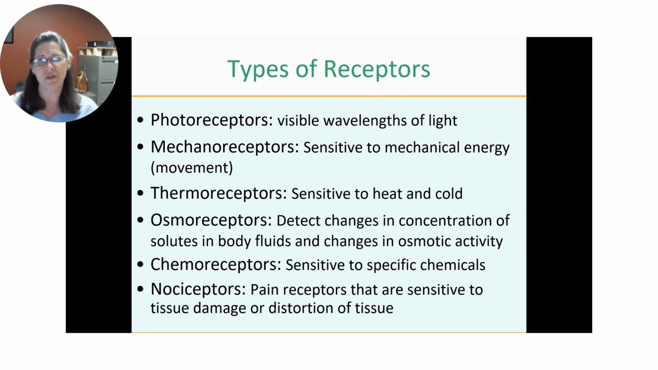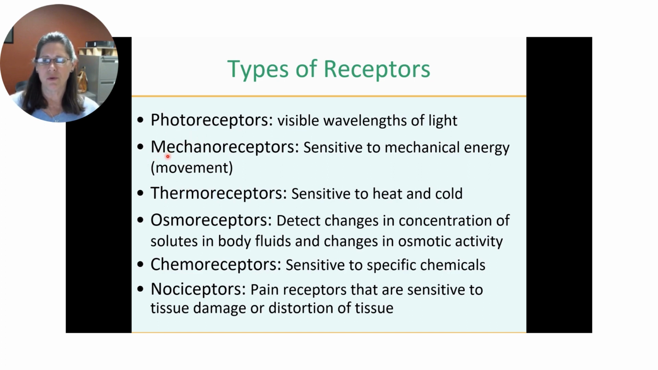So again, receptors are specific. They have a specific modality or a specific type of stimulus that they respond to. They don't respond to other stimuli. So for example, we've got photoreceptors. These are stimulated by visible wavelengths of light, at least in our eyes. They do not respond to physical pressure being pushed against them, okay, to a point.